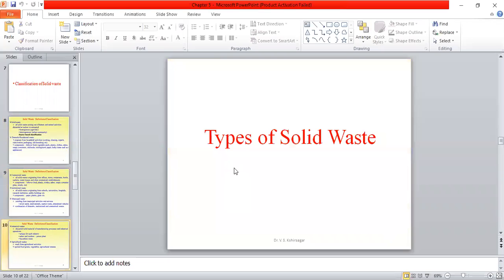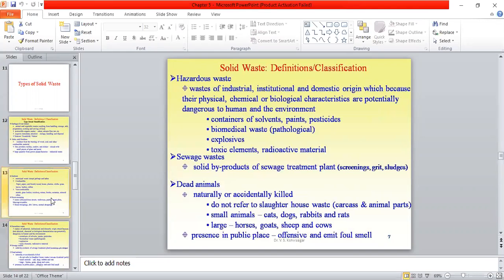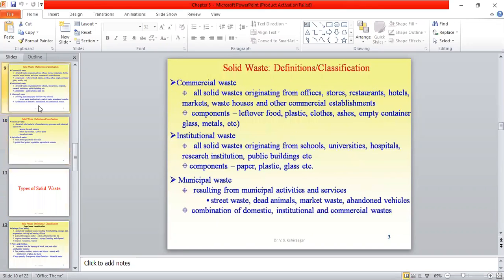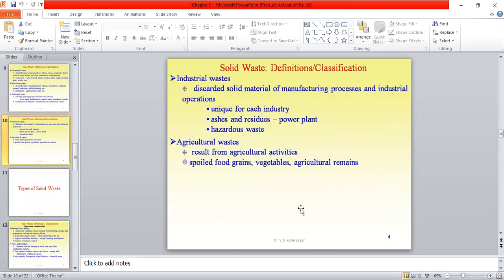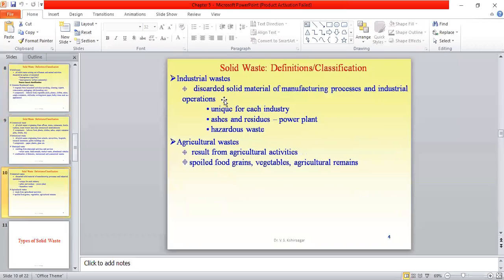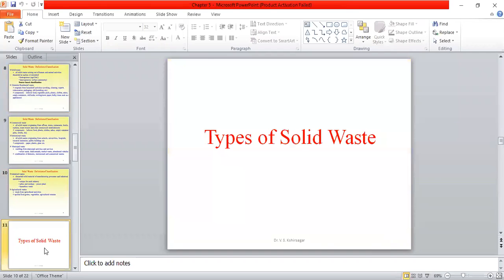Okay, then later on we saw, sorry, a second, I went ahead. So this is the source-based classification, from where the solid waste is getting generated. As per the source, the characteristics change. In that, first is domestic, second commercial, institutional, municipal, and then industrial waste, and then agricultural waste. As per the source, we can categorize the type of solid waste, and as per the source, the characteristics of that particular waste will change.